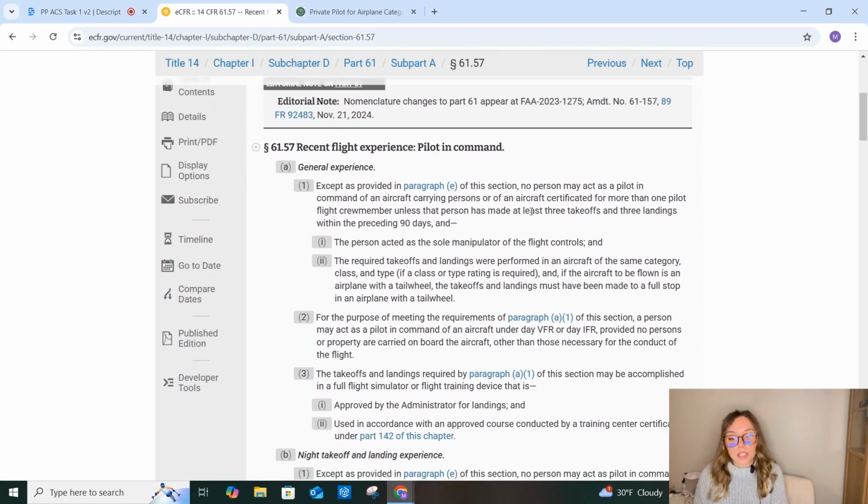Okay, at least 3 takeoffs and landings within the preceding 90 days. Category, class, and type. A class or type rating is required. And then it says the thing about the tail wheel, that those takeoffs and landings need to be made to a full stop as well.